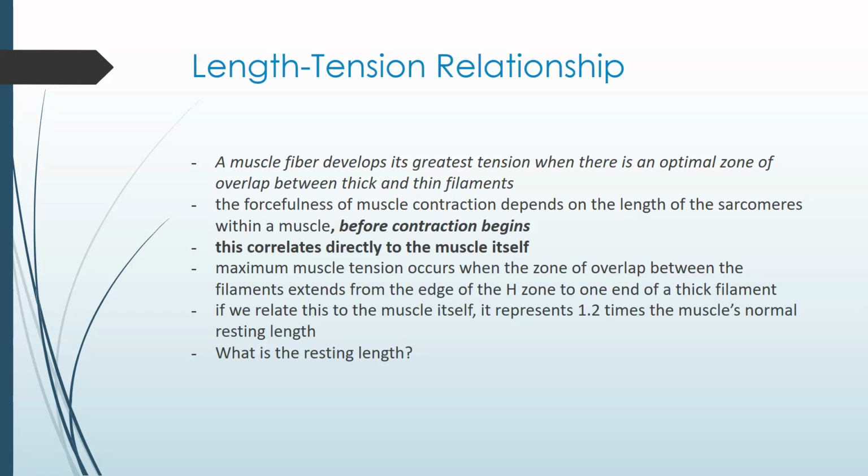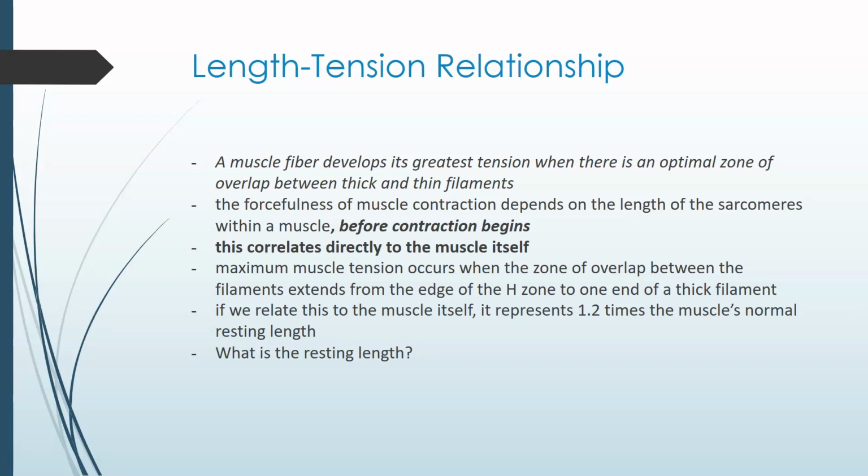So when we look at this length-tension relationship, we know that the greatest tension is when there is the optimal amount of overlap of actin and myosin. It is also influenced by the length of the sarcomeres within a muscle before it begins. So we say that the forcefulness of muscle contraction depends on the length of the sarcomeres within a muscle before contraction begins. I'll go on a little bit more about that, but we'll continue from there.